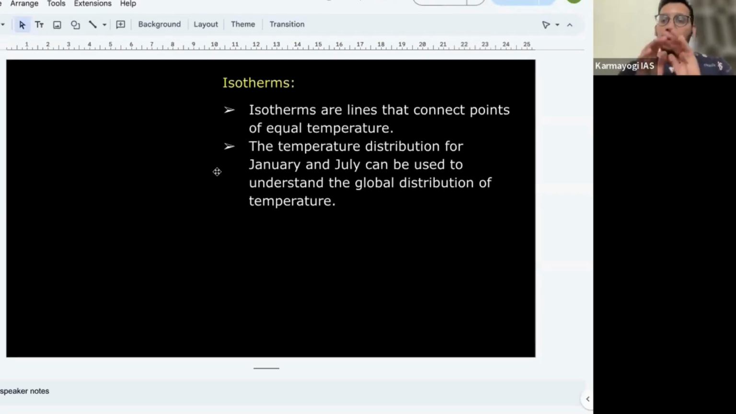Fine. To understand the isotherm distribution, we can take two seasons, January and July, where extreme temperatures are recorded. In January, the northern hemisphere has a colder season, whereas the southern hemisphere has a warmer season, that is summer, right? Similarly, in July, the northern hemisphere has summer and the southern hemisphere has the colder season. So these two seasons are the benchmarks to evaluate the isotherms across the globe.